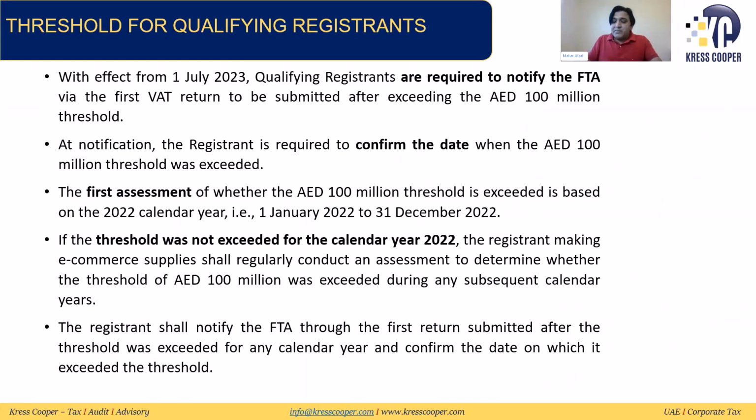The first assessment is starting from the year 2023. We have already discussed this 100 million for any calendar year. If this 100 million is crossed during the calendar year, we know this is January to December, so the first calendar year for assessment is 2022. Each business needs to identify whether they are making their supplies through the e-commerce medium. They need to look into this. If the value of the supply is more than 100 million, then they will be subject to these reporting requirements.